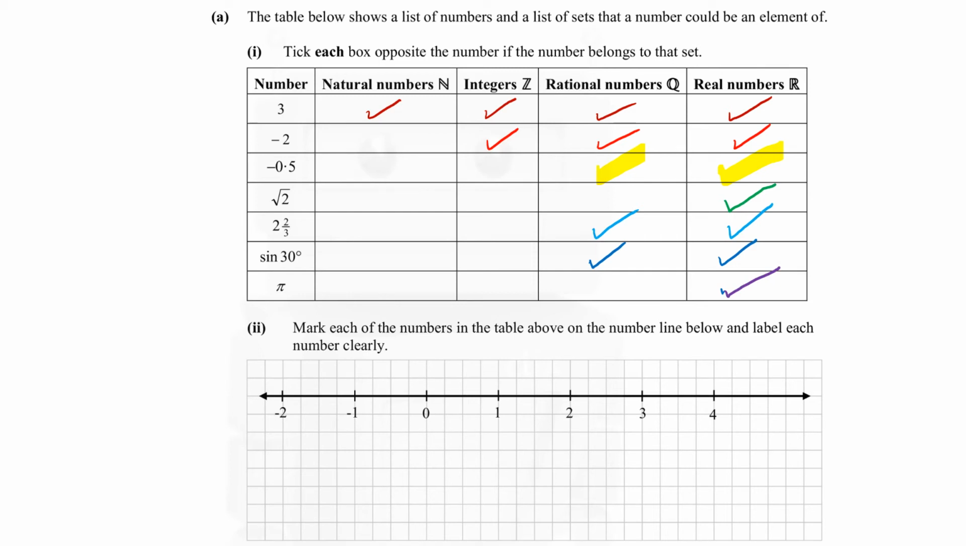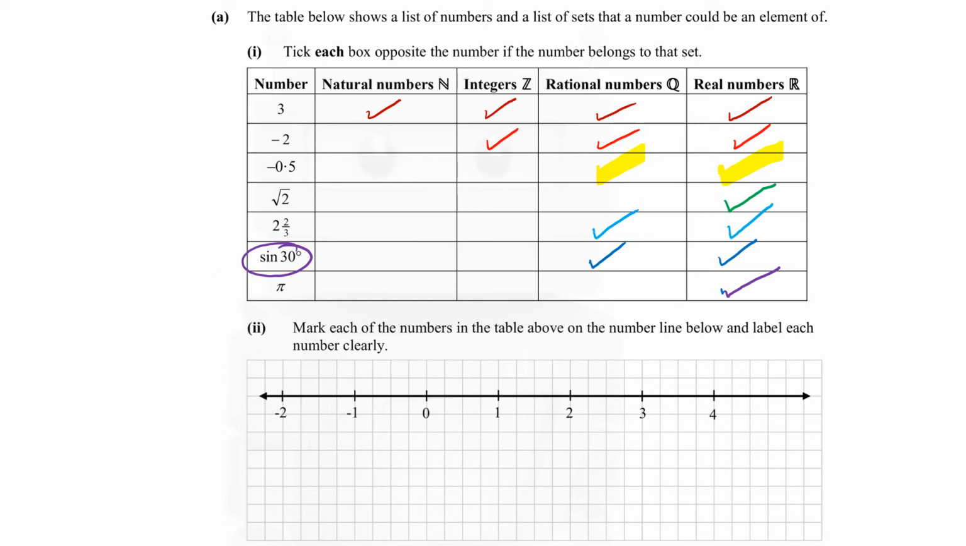Mark each of the numbers in the table above on the number line below and label each number clearly. So I'm just going to do some of these here now. I'll do some of the most difficult ones really. So let's look at sine 30. So sine 30 is 1/2. So 1/2 is halfway between 0 and 1.